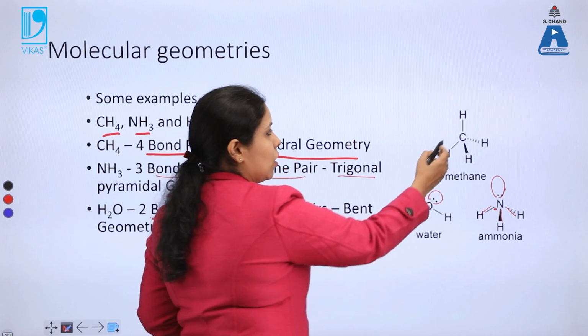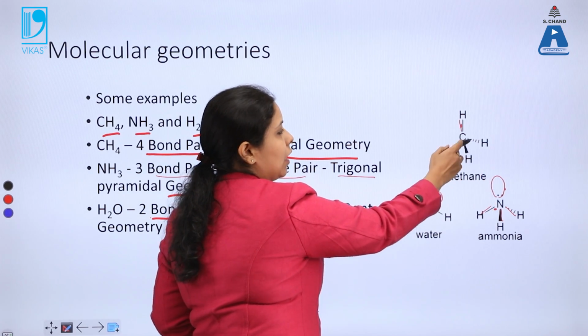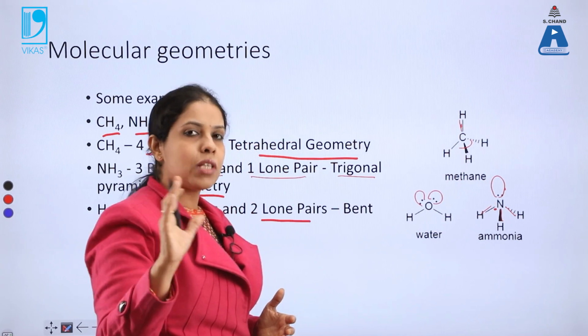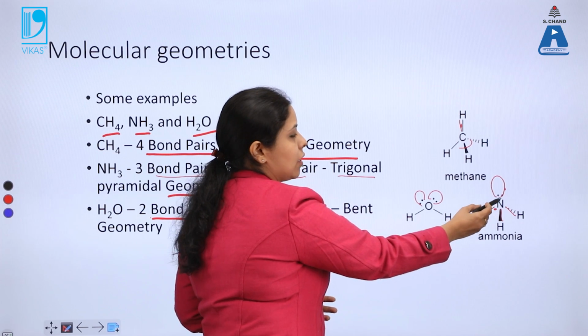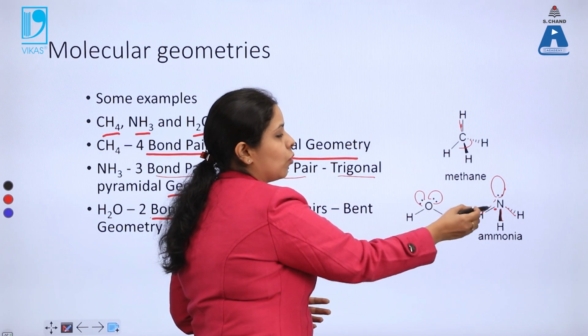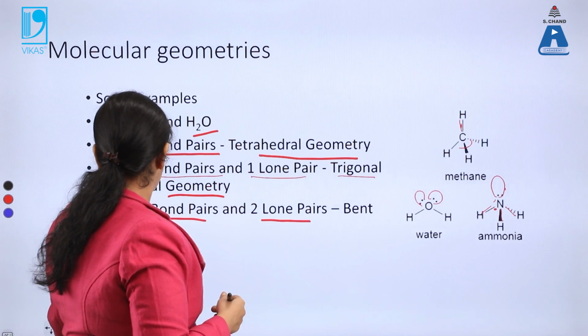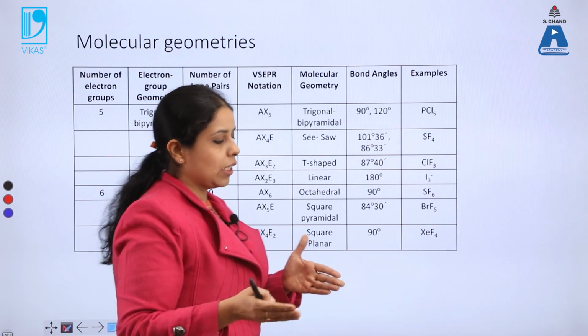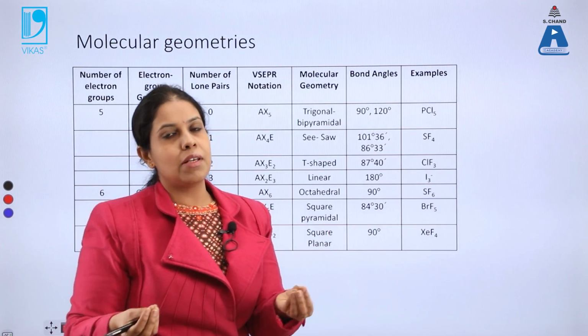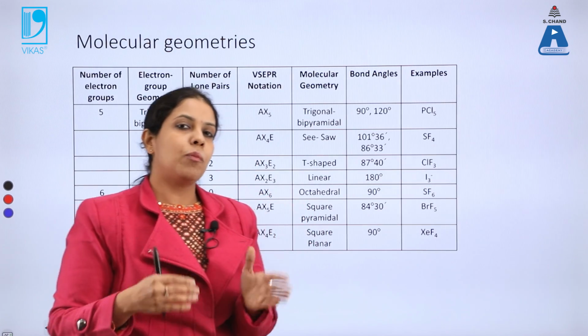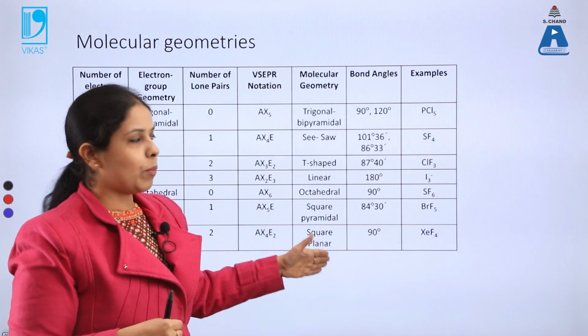greater extent. A bond pair was not repelling other bond pairs as much, and the angle was a bit higher. But now because it has one lone pair, and then two lone pairs, the bond angle decreases. So this is very important for you to understand the coordination number or the molecular geometries and what the different bond angles are according to their geometries.